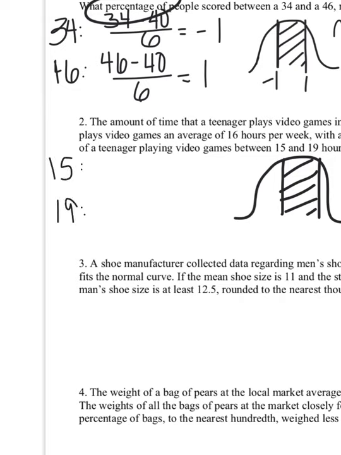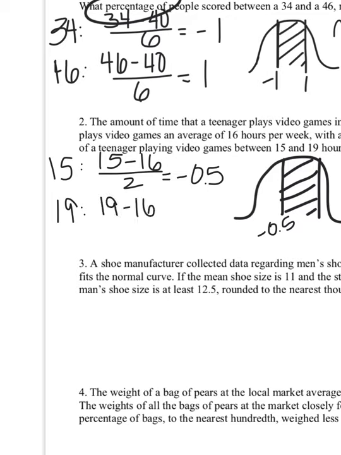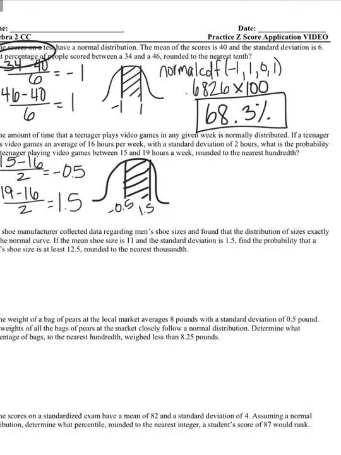To figure out the z-score, you would do the value minus the mean divided by the standard deviation. That gives us -0.5. That's going to be your lower boundary. Then for 19, you have 19 minus 16 divided by 2 is 1.5. That's going to be your upper boundary. So in the calculator, you press second vars, number 2. Your lower boundary is the smaller z-score. Oh, sorry. Normal CDF.